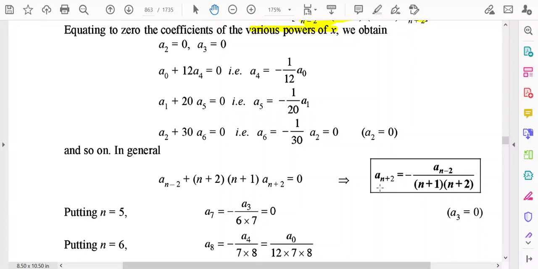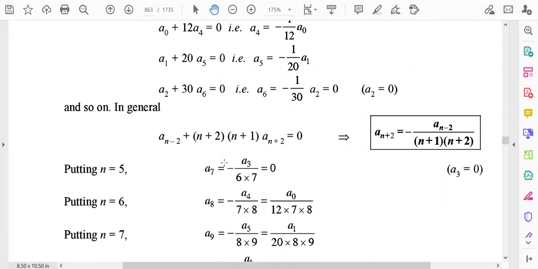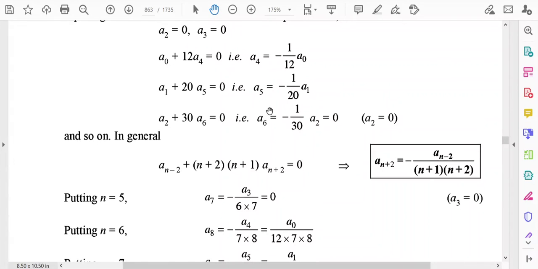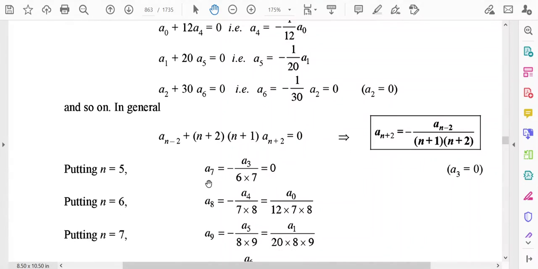So you can calculate the different values of a starting from a4, because if we put n equal to 2, then the right side will be minus of a0 divided by 2 plus 1 into 2 plus 2, that means 12. So a4 is equal to minus 1 by 12 into a0, which was already calculated here. So directly we have calculated up to a6. Next we can calculate starting from a7 here. However, we can also show the values of a4, a5, a6 from this expression, but we have calculated them directly. So you can calculate starting from a7, a8, a9.